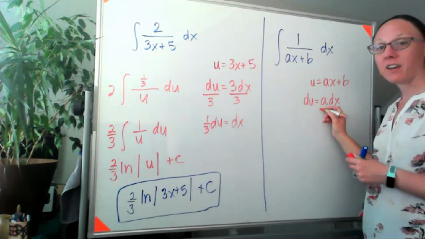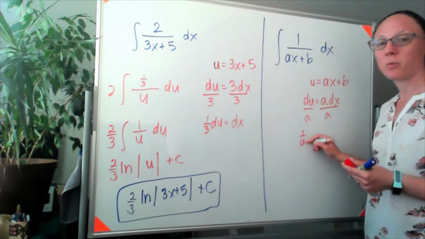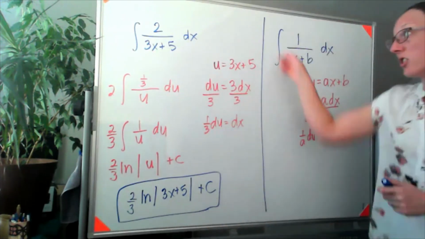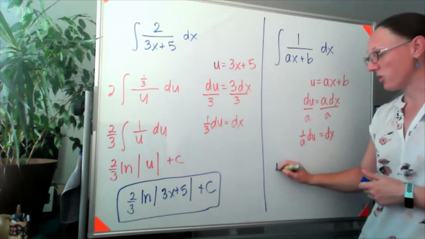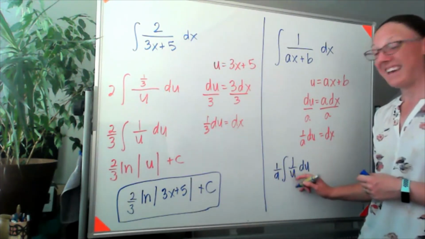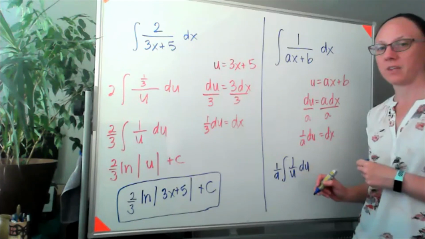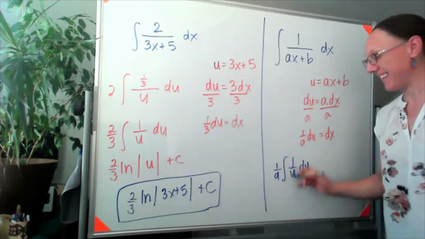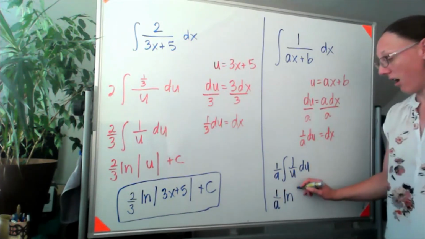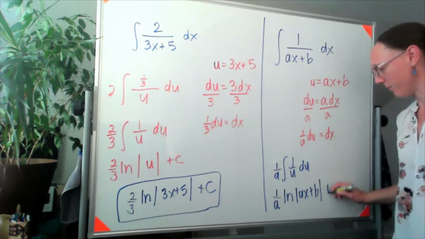And when I go to fill that in, I'm going to divide both sides by a because it was some constant, so that I end up with 1/a du is equal to dx. Turning this whole thing into 1/a times the integral of 1/u du. 1/u, as was pointed out in the chat, is the derivative of natural log. Since we're finding the antiderivative here, I'm going to get 1/a natural log of u, and I'm going to go ahead and just plug that u in, ax plus b plus a constant.